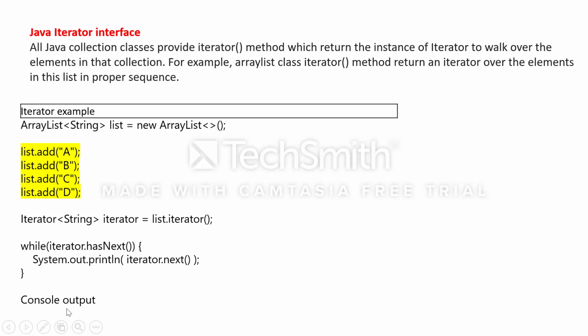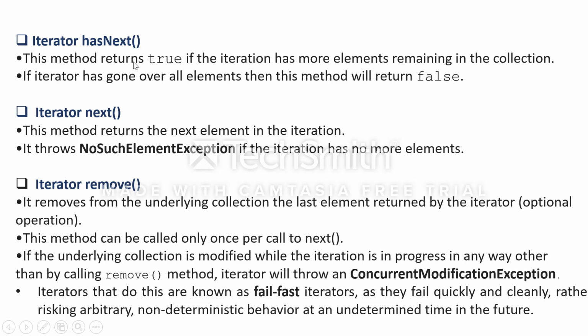Now the output: it will just print a, b, c, d, because after a comes b, and after b comes c. It iterates from a, b, c, and d, moving in the forward direction. So it will not print b, a, c, d; it will print in list order. Now the iterator.hasNext that we used here.